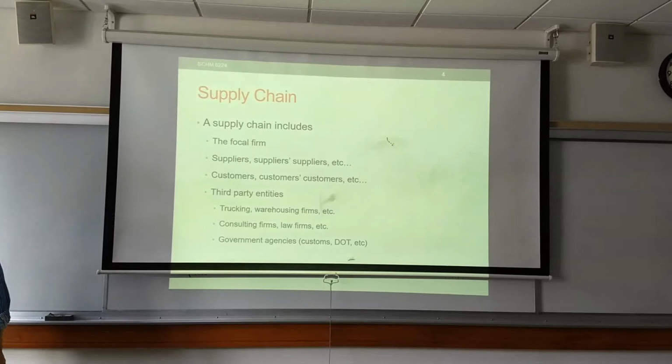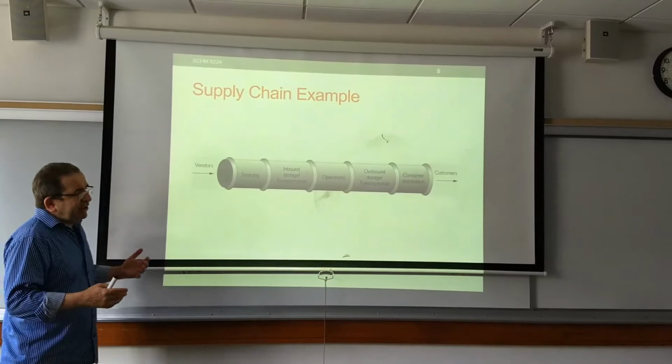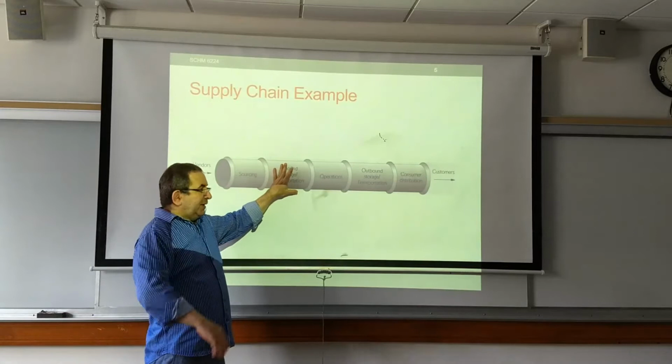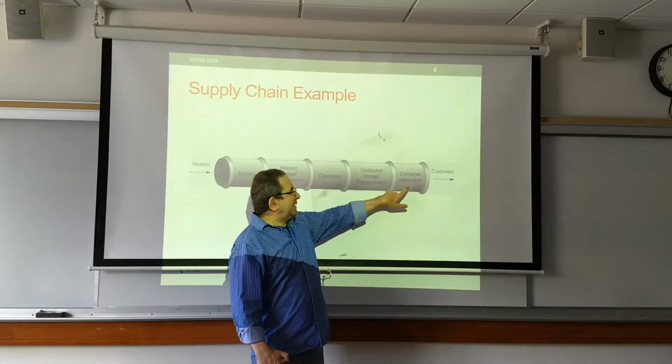Here's a very simple example of a supply chain. When you think about a company's supply chain, it starts with the raw materials, sourcing department, inbound receiving materials, storage, transportation, and then customer distribution and customers. A simple representation.